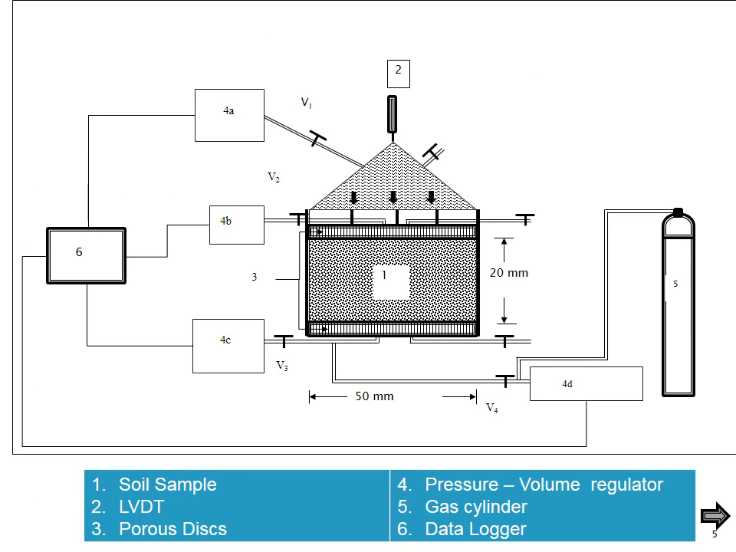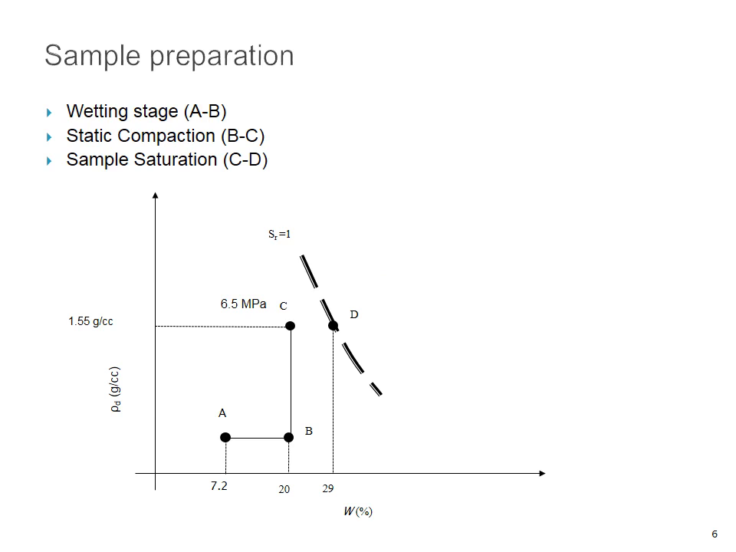A layout diagram is presented so as to have a clear understanding for the viewers. The sample dimensions adopted for the test were 50 mm in diameter and 20 mm high. The preparation of the sample prior to gas injection is described through this slide.